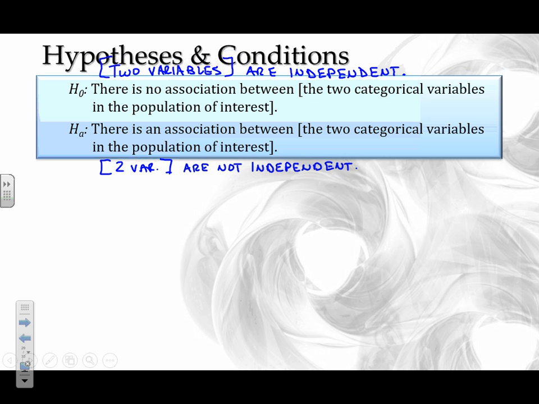As far as homework goes, since we're using our book and the book prefers the term association, you would want to stick with the ones that are in the actual box there. So there is no association between, or there is an association between. But they also have another way of writing that using the term independent. And so it's almost the exact opposite. So two variables are independent versus not independent.